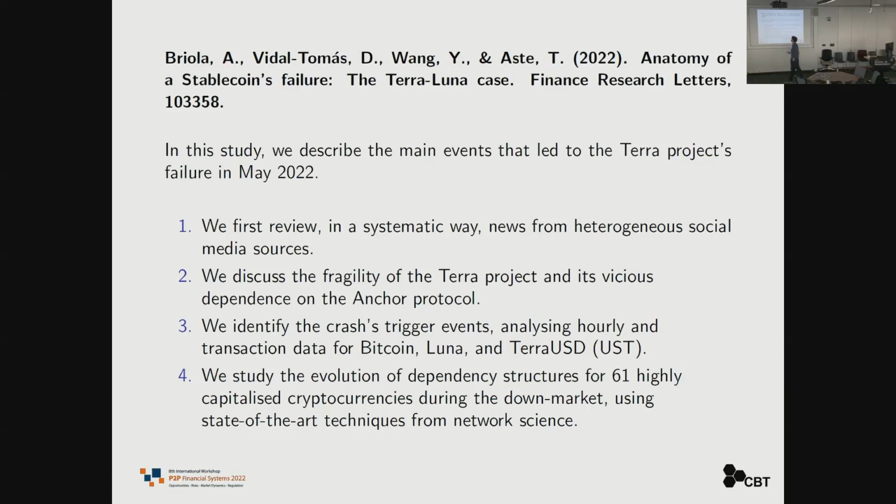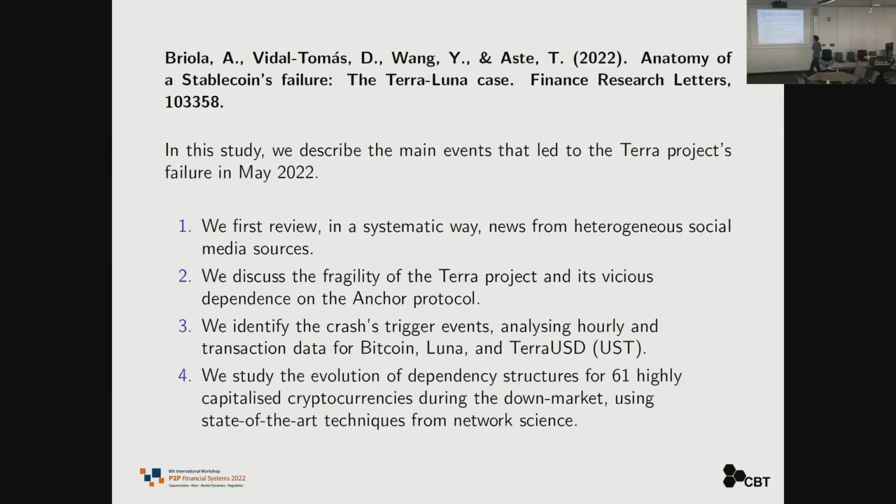In this study, we describe the main events that led to the Terra project failure in May 2022, after being attacked by a group of anonymous traders. In particular, we consider 4 points. The paper is divided into 4 sections.